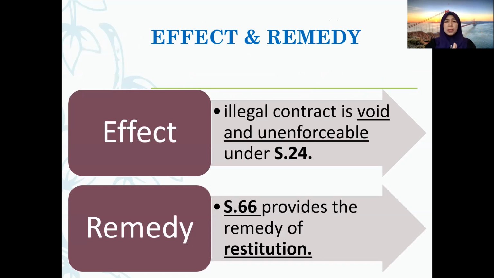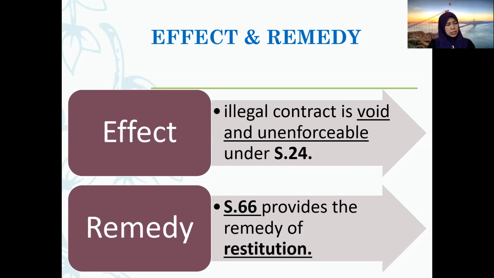So now the next part, the last part actually for the topic, is effects and remedy. So what are the effects? What happened to the contract which is illegal? So obviously, whatever illegal contract is considered as void. So a void contract is not enforceable, and that is very clear from section 24. For remedy, we have section 66 again. Section 66 provides for the remedy of restitution, to restore the parties back to their earlier position. I'm referring to section 66 here.